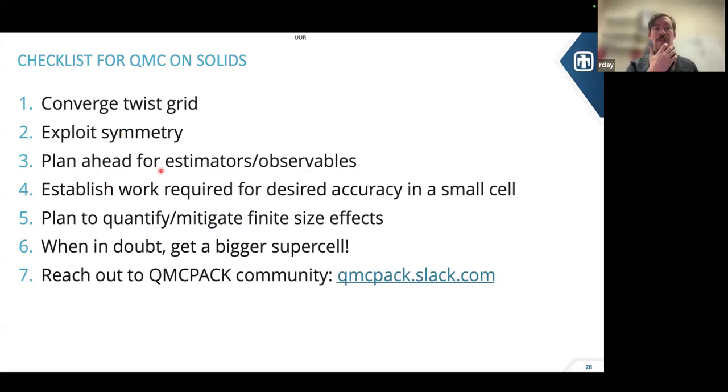And then, it's probably a good idea to plan ahead for what observables and estimators you want. If you're going to be going through all this effort of twist averaging, it'd be nice to have a density. You should check to make sure your densities are converged to the extent you want them to, both with regards to finite size errors and, of course, the statistical errors. If you have a low variance wave function, you can be fooled into thinking that a short run is sufficient for the energy, but the other estimators are going to have issues with them.